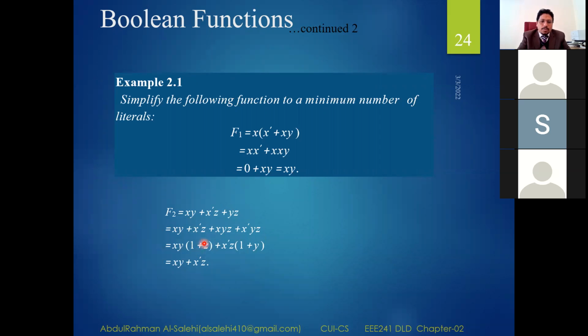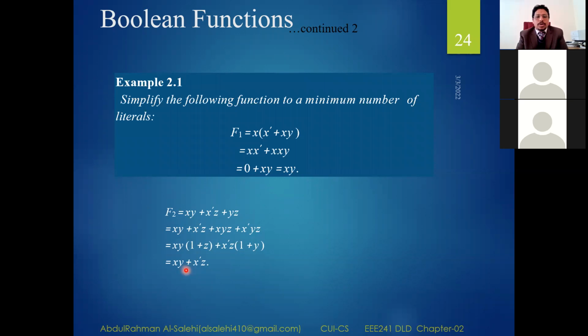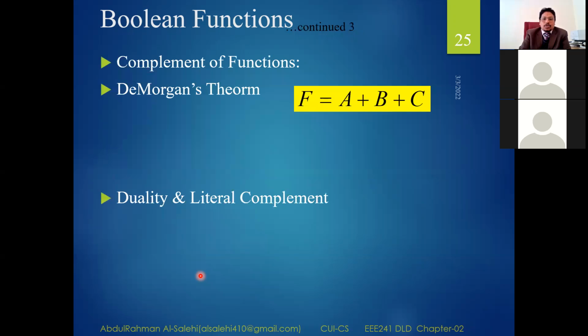Now here from the theorems and postulates, 1 plus z or 1 plus x, this is ORing. 1 plus something will give you 1. The result is 1. So this is a type of rule that you are going to use in future. Again here, 1 plus y will give you 1. So you'll be left with xy plus x prime y. So the result of both of them will give you xy plus x prime y, x prime and z. So the result will be simplified.